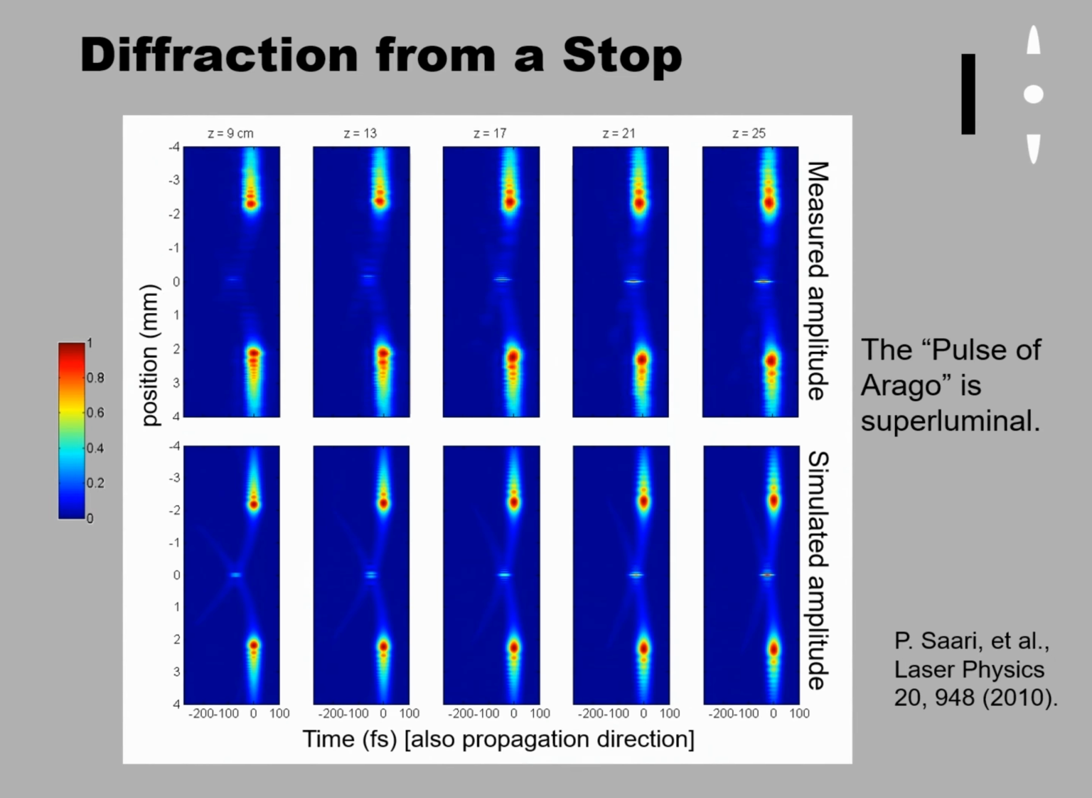And here's a SEA TADPOLE measurement of a pulse diffracting around a stop. Note the pulse of Arago is easy to see, and it's actually superluminal. It travels faster than the speed of light, and you can see it catching up to the rest of the pulse.